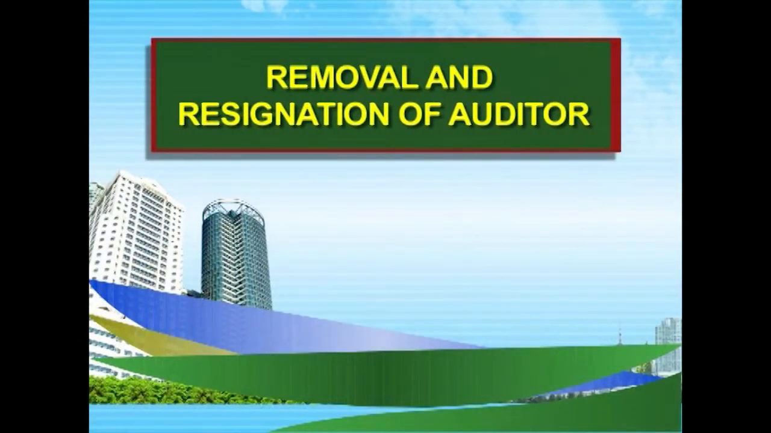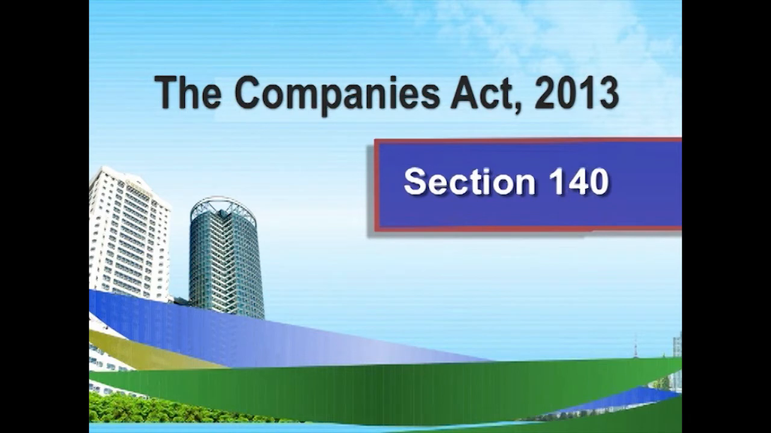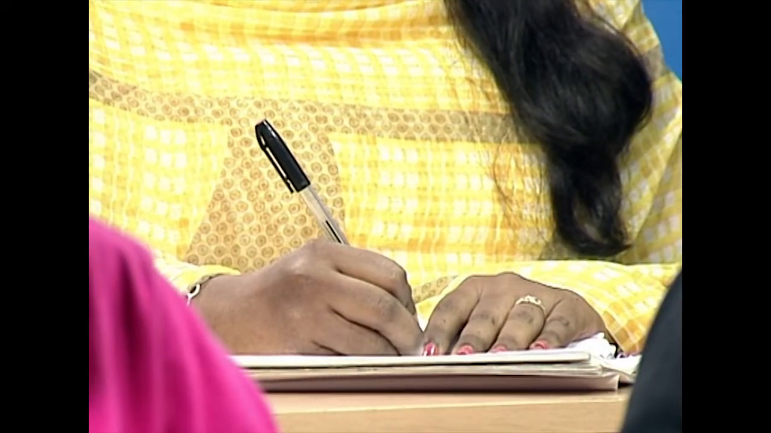Removal and resignation of auditor. According to section 140 of the Act, an auditor appointed under section 139 may be removed from his office before the expiry of his term only by a special resolution after obtaining approval of the Central Government in the prescribed manner. The auditor has to be given a reasonable opportunity of being heard.